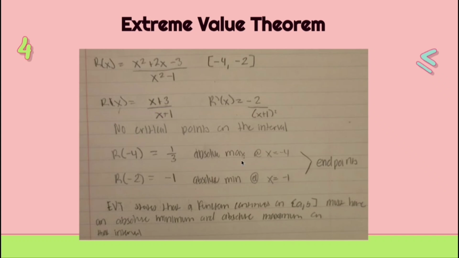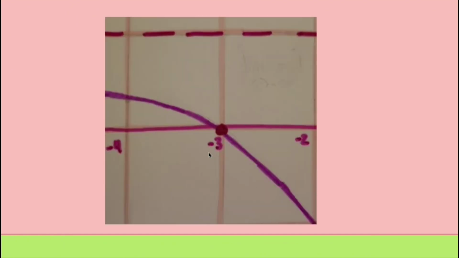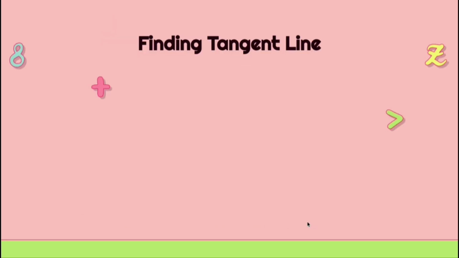So there's going to be an absolute maximum at x equals negative 4 and an absolute minimum at x equals negative 2. Going further, we can see over here that our absolute maximum will be over here at negative 4, and down here we'll have our absolute minimum at negative 2.